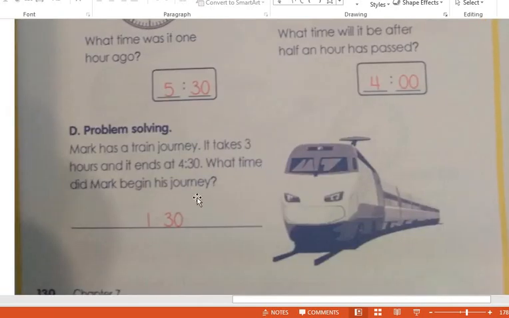Problem solving, as I told you, is very important to know how to read and solve questions. Mark has a train journey. It takes 3 hours and it ends at 4:30. What time did Mark begin his journey? He ends his journey at 4:30, and it took him 3 hours to go there. The duration, in other words, how long it takes him to go there, is 3 hours.